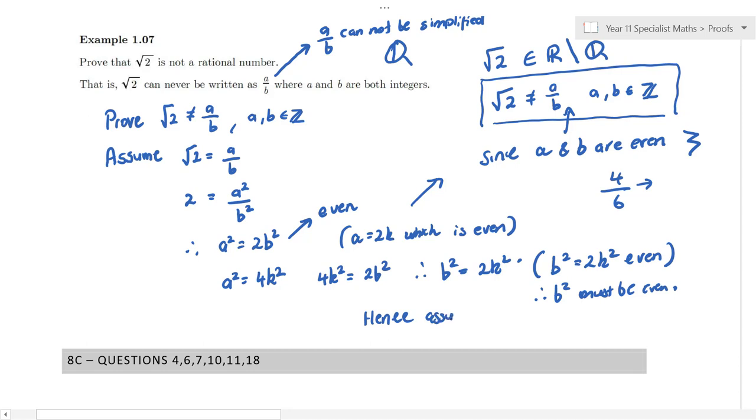So therefore, by extension, hence the assumption is wrong. Therefore, root 2 is irrational, and you can write it even in English, that's fine.